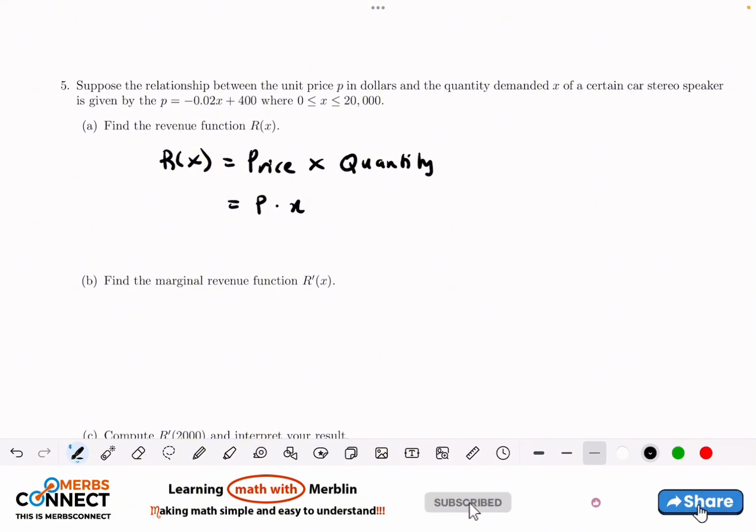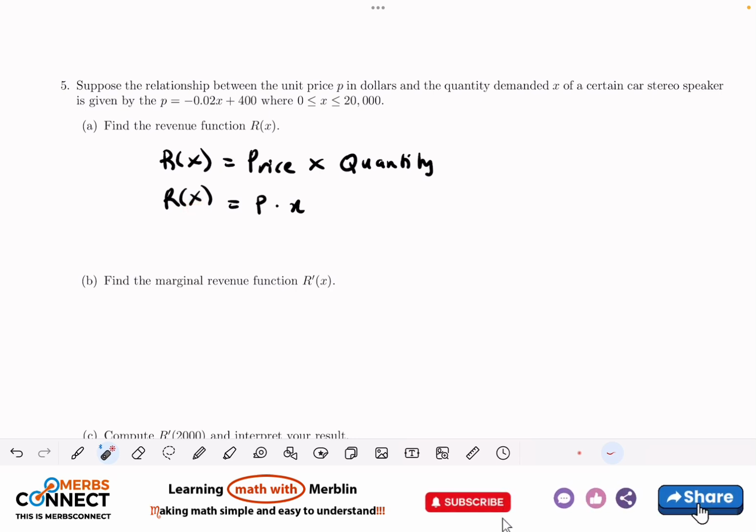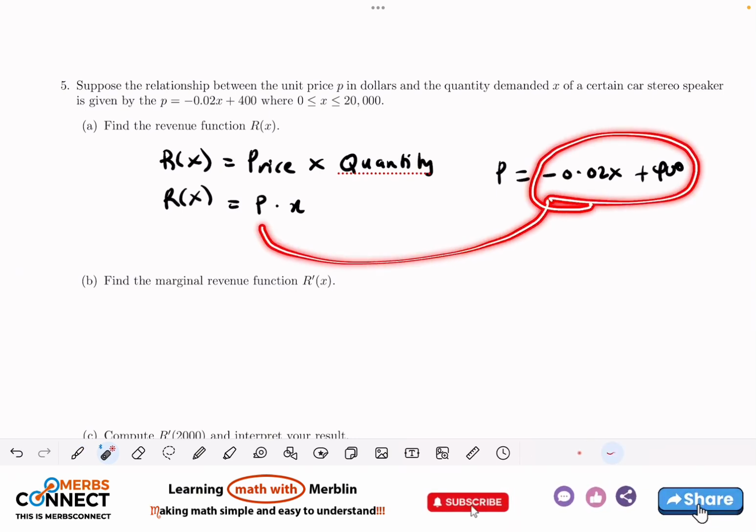Now one thing that you need to know is that our revenue is in terms of x. So it means that we don't need P in the equation. Our revenue should be only in terms of x. So it means that we need to go and look for P and do substitution here. Oh, nice. Fortunate for us, we know P. P is equal to minus 0.02x plus 400, right? Since we know P here, we can plug it in here.